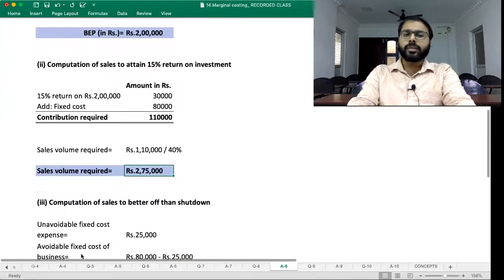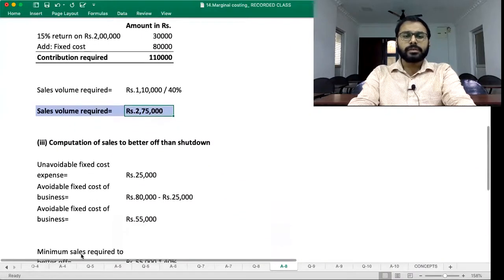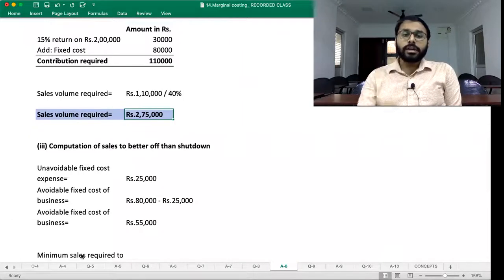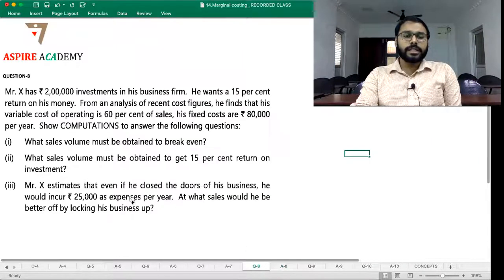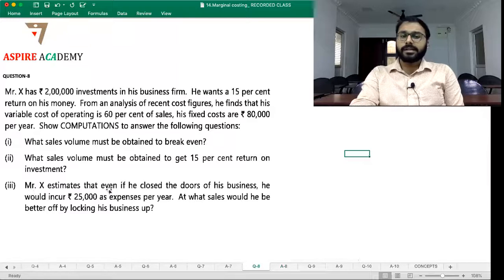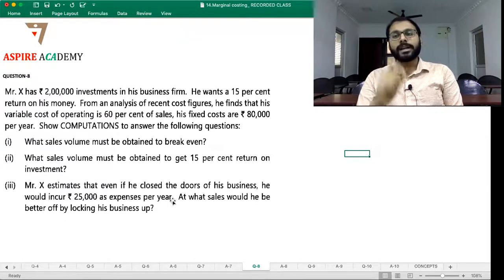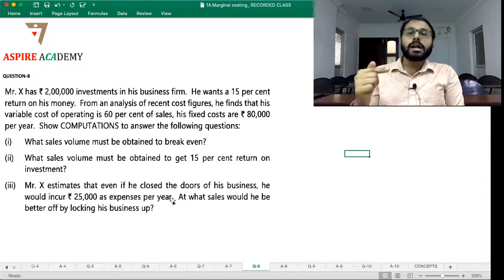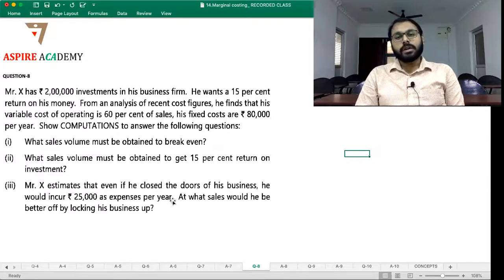Now going on with the third requirement of the question. The third requirement is going to be a very simple requirement. As I told you, we are going to find out the shutdown point. If you read the question, it says that Mr. X estimated that even if he closed the doors of his business, he would incur 25,000 as expenses per year. So even if he shuts down, 25,000 is going to be his flat expenses, which means it is beyond his control. Certain expenditures are going to be incurred.